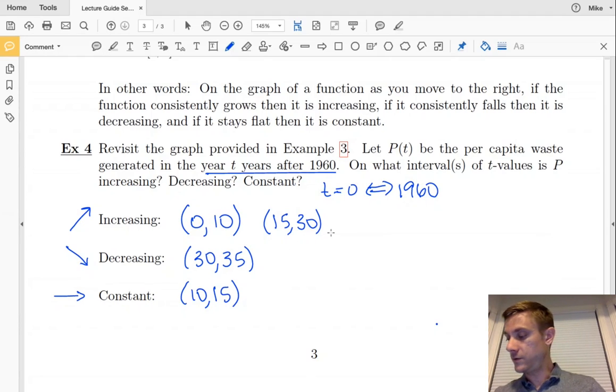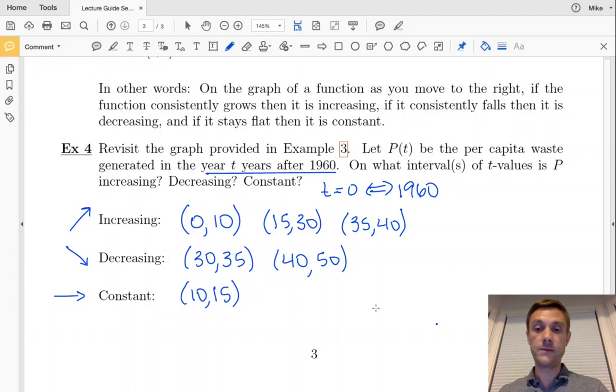Okay, so increasing again, and then decreasing for the last part of our domain. So from 2000, which is 40 years after 1960, to 2010, which is 50 years after 1960. Whew. Okay, so 3 intervals of increase, 2 of decrease, and 1 where it's constant.